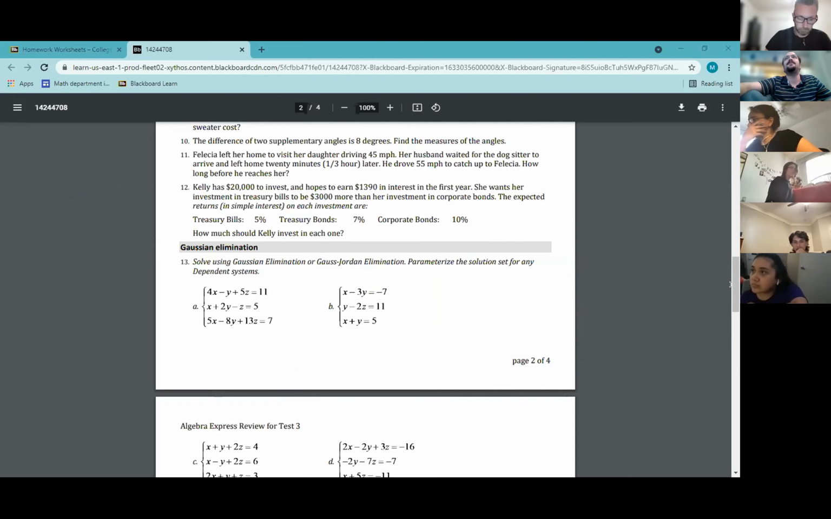All right, so how do we set up 12? She has 20,000 to invest. She hopes to earn 1390. She wants her investment in treasury bills to be 3,000 more than she invested in corporate bonds. They give us the expected returns, and then they ask, how much should she invest in each one?